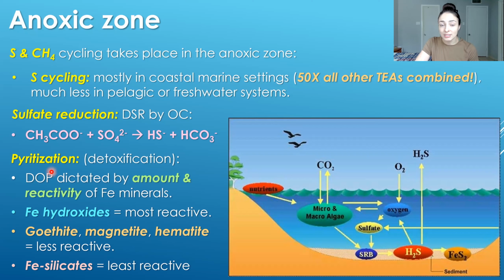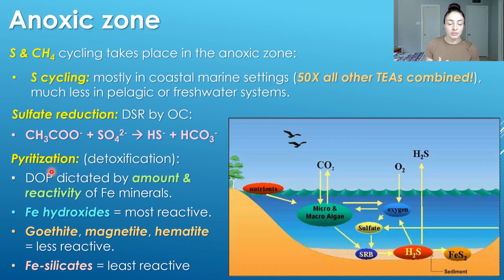However, the relative abundance of these different minerals also matters, because iron hydroxides, for example, can easily become reduced, and that iron can become incorporated into iron sulfides because those are very reactive to sulfide, whereas goethite, magnetite, and hematite are much less reactive to sulfide, and they decrease in this reactivity in that order that I listed them.